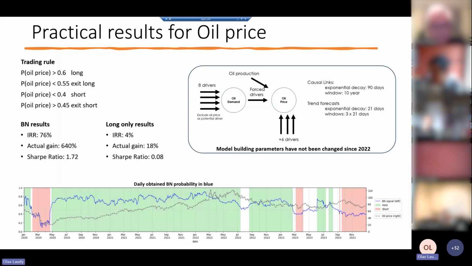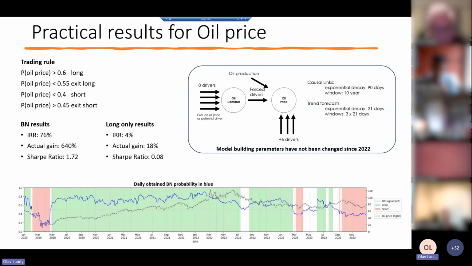We see in the graph on the bottom the blue line, which is the daily Bayesian network probability, and the gray dotted line, which is the actual oil price. The colored areas indicate if we were long in green, short in red, and white not in the market. Around February 2020, the model probability violently went down. This was due to the lower oil demand related to COVID. This is where a large part of the profitability of the model comes from.